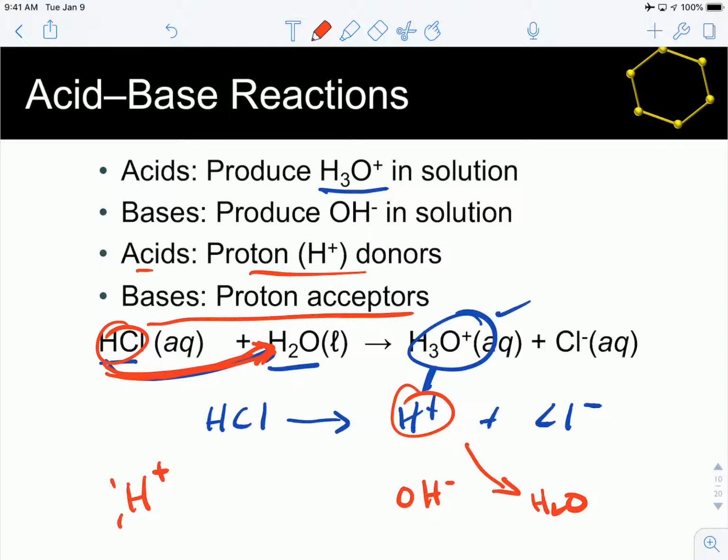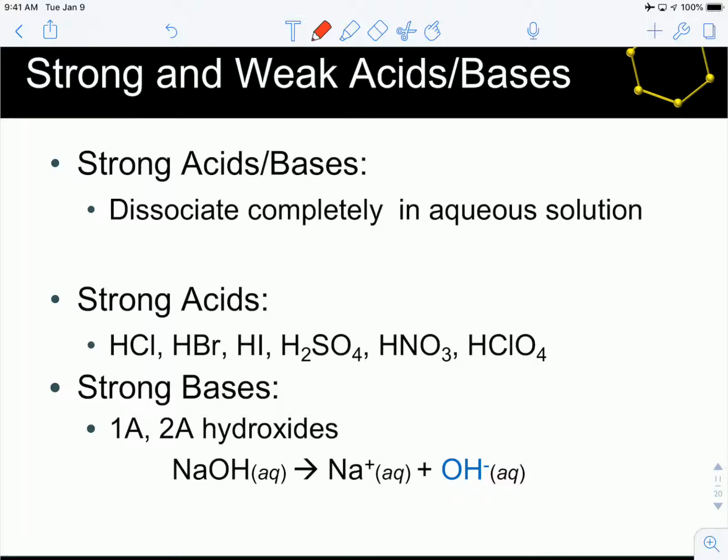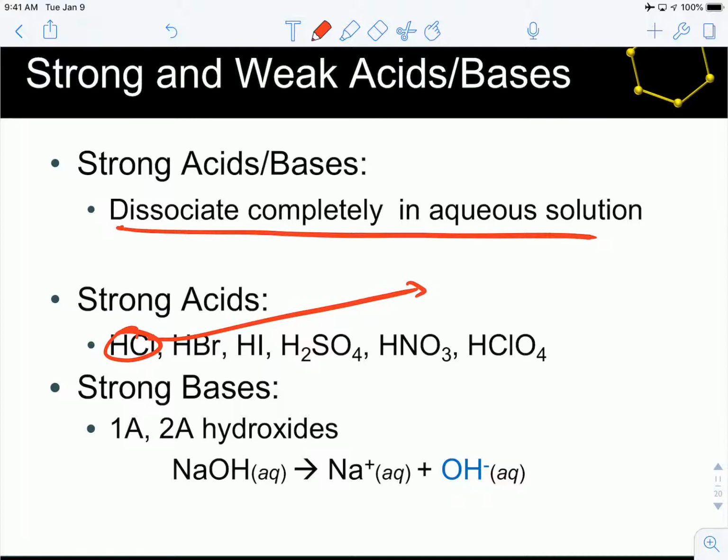Now, when we talk about strong and weak, that has to do with its molecular structures, nothing to do with the concentration. I can make a weak acid very strong and a strong acid very weak. A strong acid or base just completely dissociates in the water. And it means there's nothing left of the original molecular form. So HCl goes completely to H+ and Cl-. So these are the strong acids. If you memorize those and you see another acid, then you can assume it's weak.